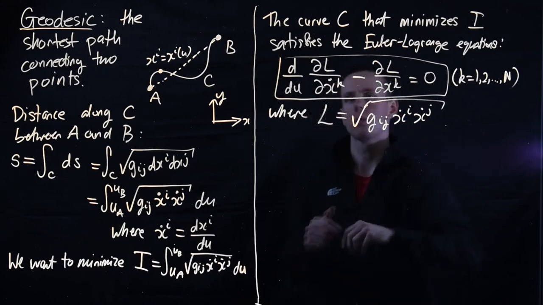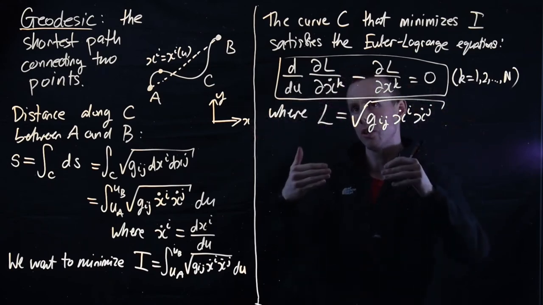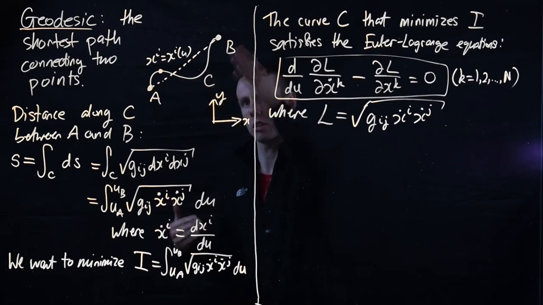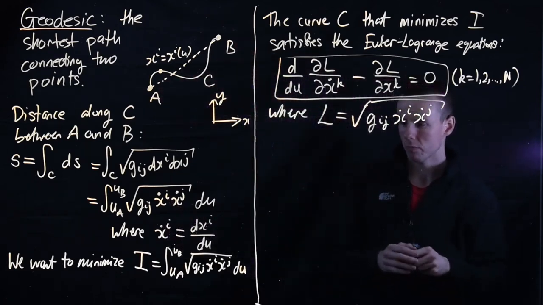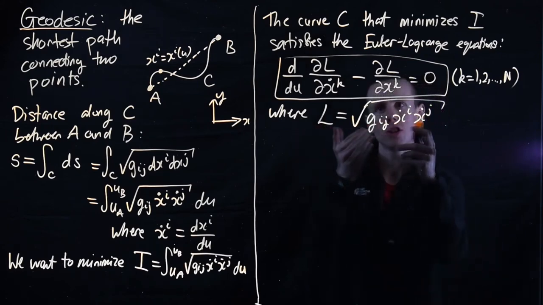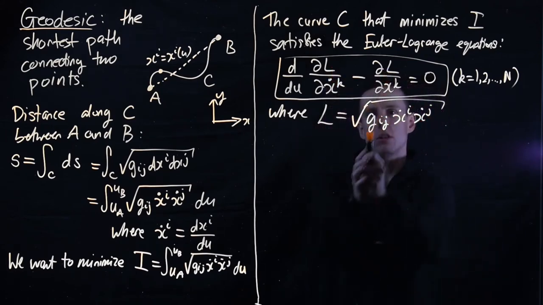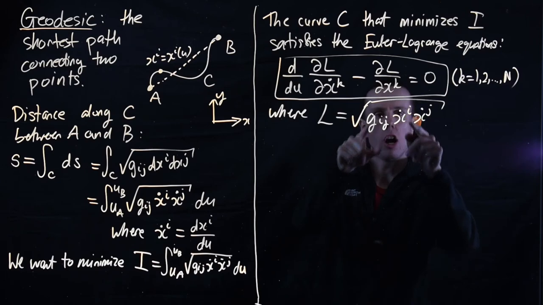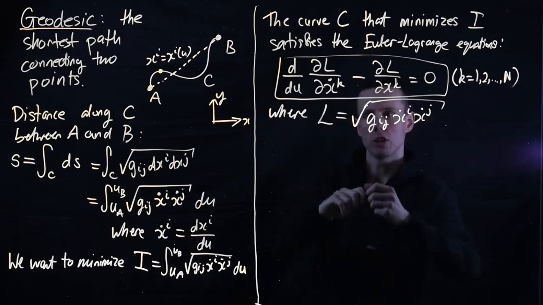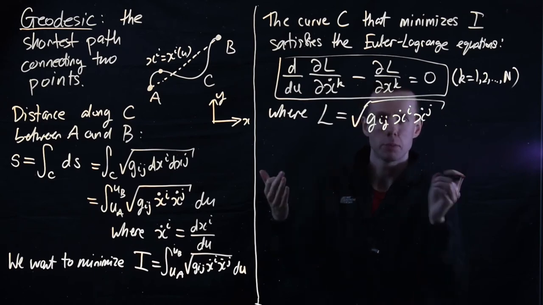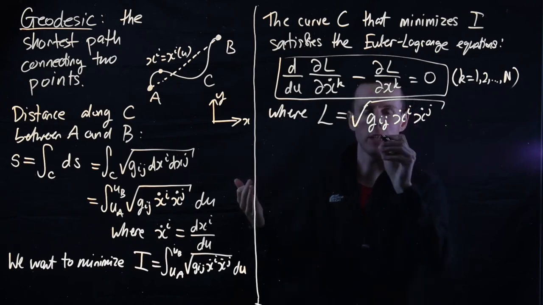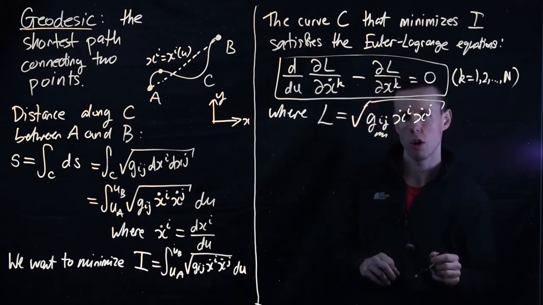These equations will give us the equations of the geodesic, so the shortest distance between the points A and B. And how do we find this Lagrangian? That's the only thing we need to know. It comes from whatever our coordinate system is. So if you know the line element, so if you know the expression for ds squared, then you can get the components of the metric tensor.